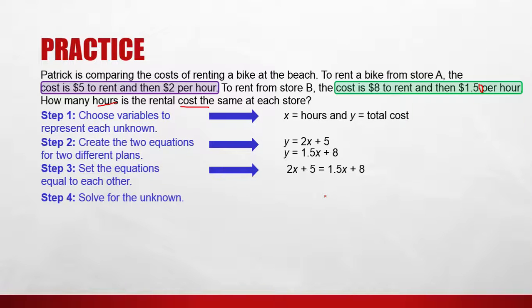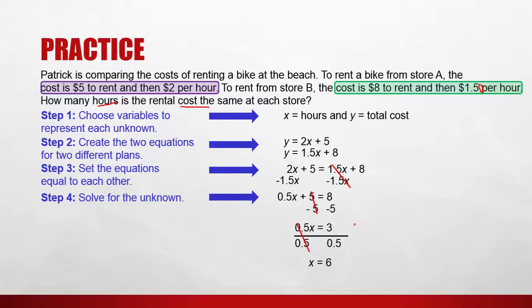Step 4, solve for the unknown. Subtract 1.5x on both sides, giving us 0.5x plus 5 equals 8. Get rid of the 5 by subtracting. You get 0.5x equals 3. Divide both sides by 0.5. x equals 6. That means at 6 hours, the cost for the bike rentals will be the same.